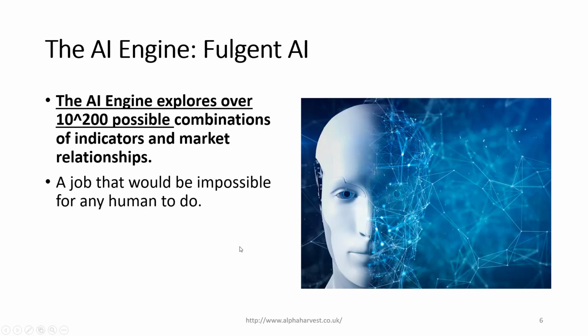For those of you that are new to AI and AI investing, we use the Fulgent AI engine. In a nutshell, what the Fulgent AI engine does is look at 10 to the power of 200 different combinations of technical indicators and market relationships. If you look at the Metastock platform, it has a whole lot of technical indicators on there, hundreds of them. So you can use different combinations of these to find high probability trades. As you know, that would take a tremendous amount of time for a human to do, more than a lifetime to do 10 to the power of 200.